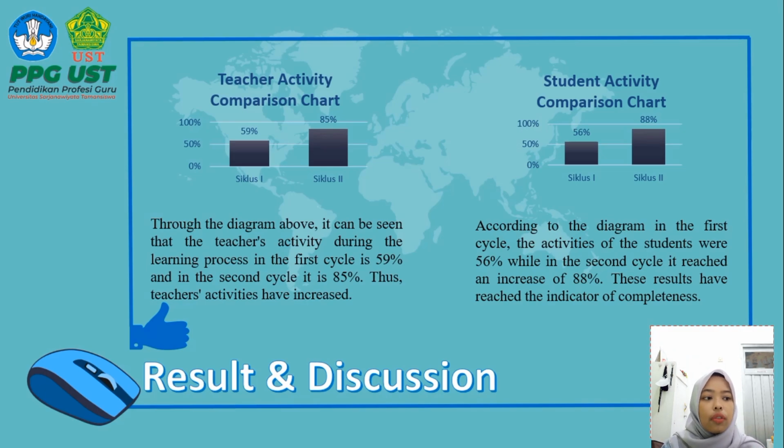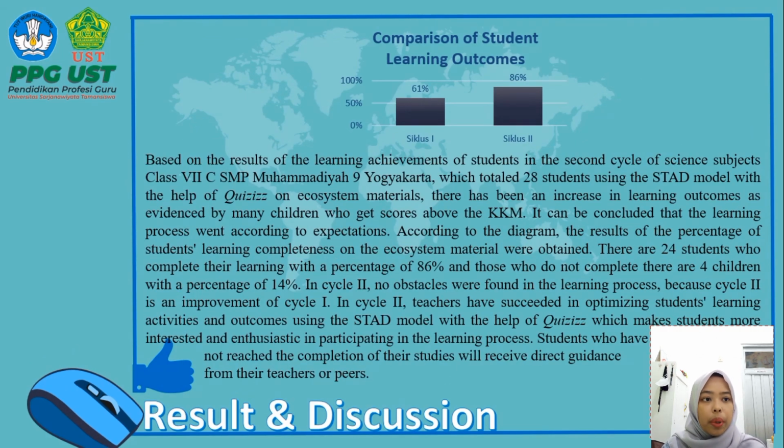The activity of the students in the first cycle was 56%, while in the second cycle there is an increase to 88%. Next, third, comparison of student learning outcomes. There are 24 students who complete their learning with a percentage of 86%, and those who do not complete are 4 children with a percentage of 14%.